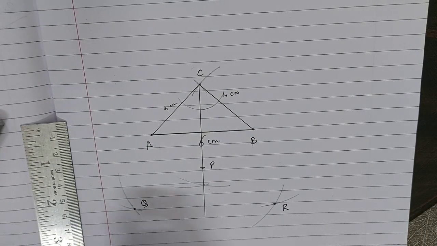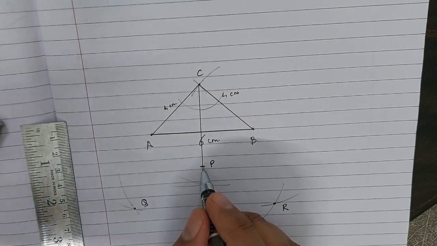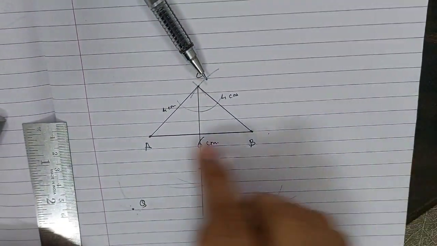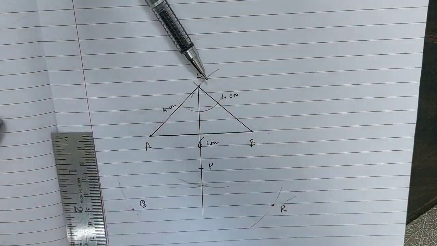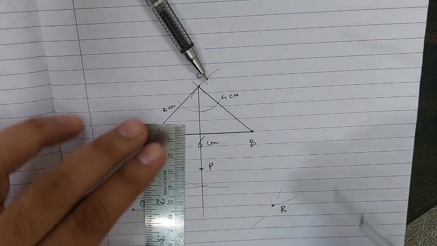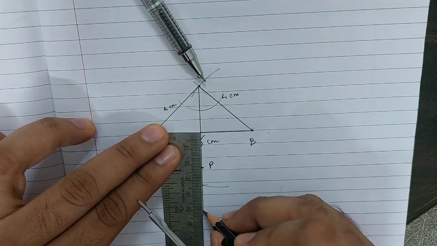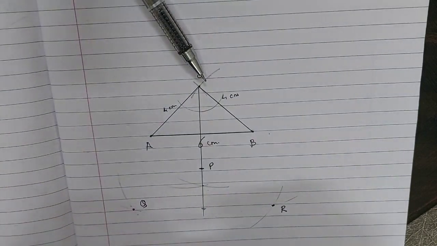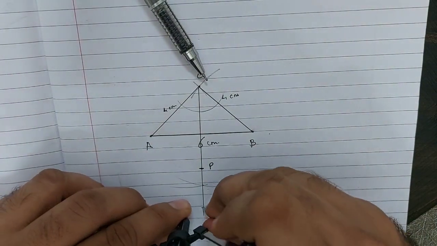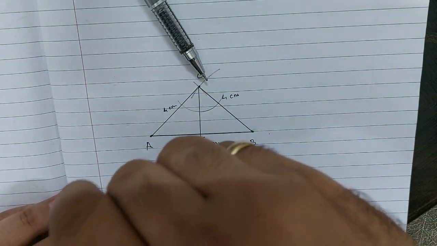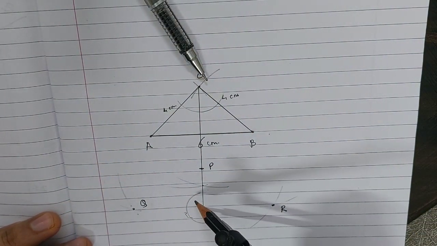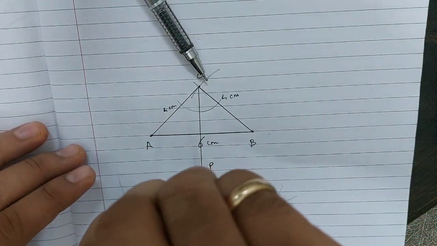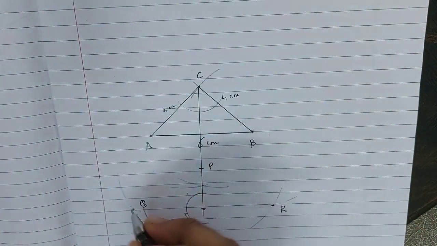No, actually they want 5 centimeters away from P and 5 centimeters away from line AB, not from A and B. So this is not right. Away from line AB, so I have to draw a line parallel to AB. So first of all, 5 centimeters away would be here. And now draw a line passing through this. For that, I'll draw an arc. So this Q and R is wrong.